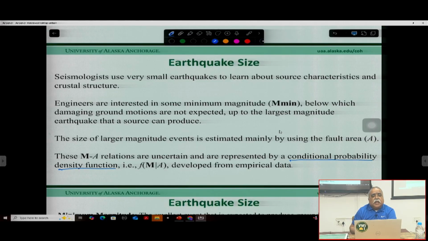and conditional means that this is the condition, right? The condition is that area A has occurred, then what will be the magnitude it will release. So if the area A has been ruptured, then the probability of what will be the magnitude M. Mathematically we show it as M vertical bar A, right? It's a conditional probability, and that is what we like to develop from the empirical data, right?